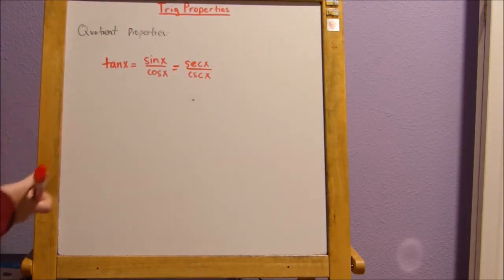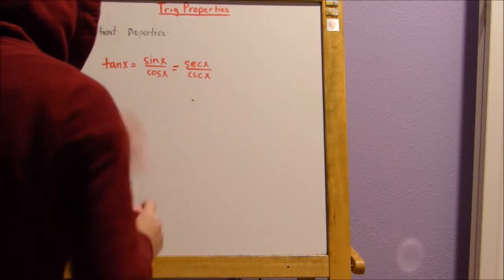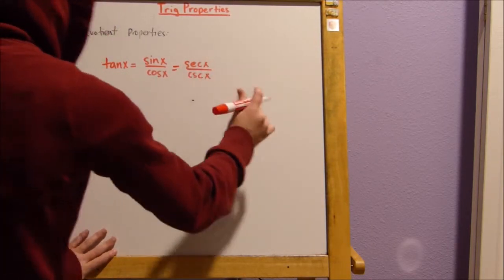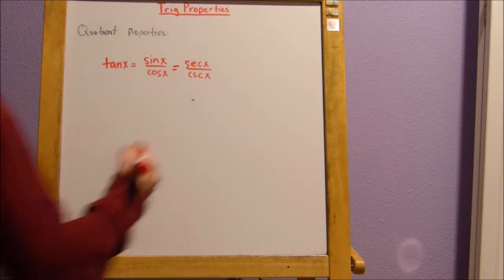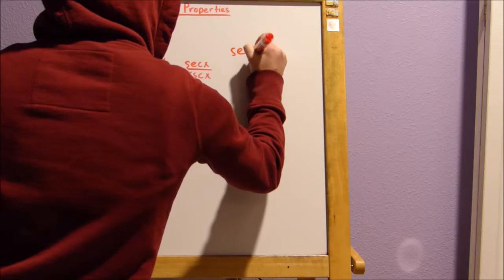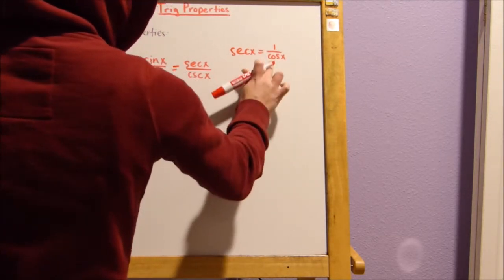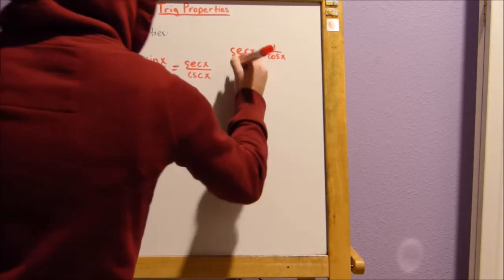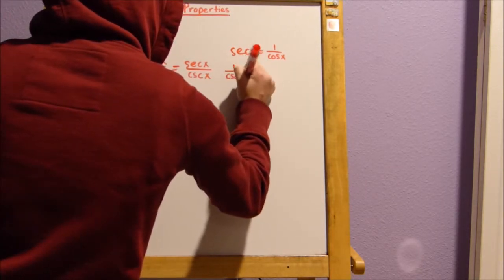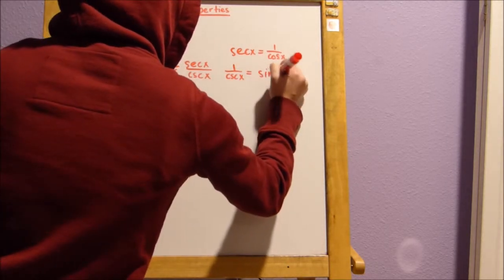Now, the reason why this works is, let's break up this part first. Secant of x. If we recall our previous property, we know that secant of x equals 1 over cosine of x. You notice I memorized it because of the letter change. And then 1 over cosecant x would equal sine of x.